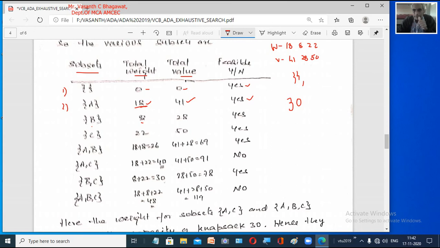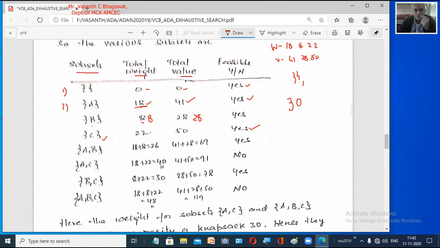Next, go to the next subset C. C is again a subset. The third item's weight is 22, and the total value for this weight is 50. Since 22 is less than 30, this is also feasible for us. So we started with the empty subset and are generating subsets. This is just simple mathematics. You have a set of three elements A, B, C, and you generate all the subsets: the empty set, then only A, only B, and only C.